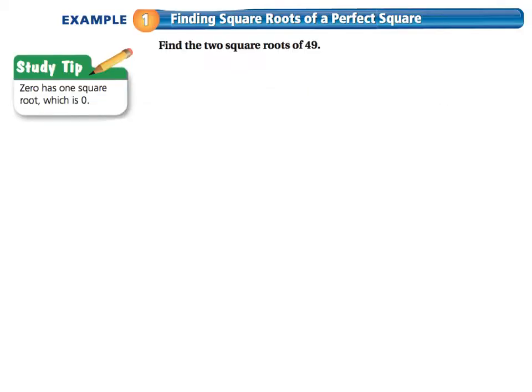So in example 1, we're going to find the square roots of a perfect square. So find the two square roots of 49. Well, 49 is a perfect square because you may say, what are the roots of 49? Now here's the deal. If I ask you for the roots, there's going to be 2. What two numbers multiplied together give me 49? Well, because 7 squared and negative 7 squared both give me 49, the square roots are 7 and negative 7.